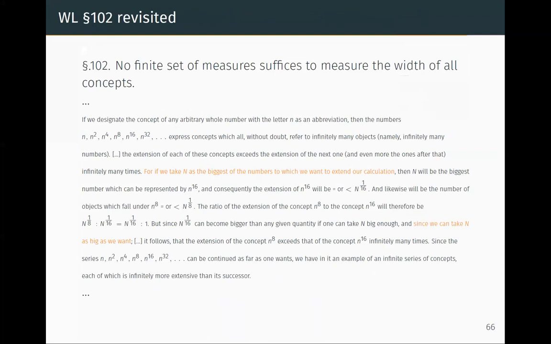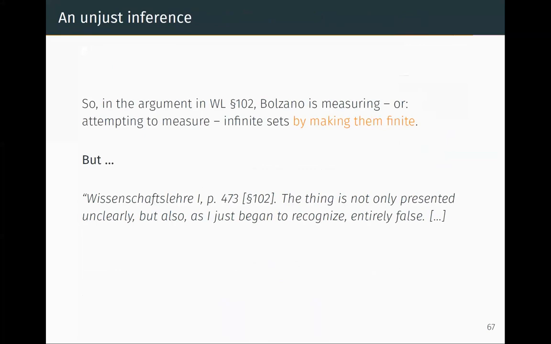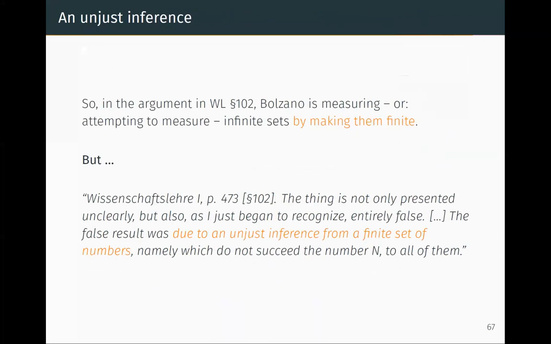And we see that he is arguing here that the first term is infinitely bigger than the second and so forth, by taking every time a biggest number n, so bounding these collections from above. In other words, Bolzano is measuring these infinite collections by making them finite. And then we go back, and we now understand what he wrote in the letter to his pupil, where he says the thing is not only presented unclearly, but also, as I just began to realize, entirely false. Because he continues, the false result was due to an unjust inference from a finite sense of numbers, namely those which do not succeed the number n, to all of them. So, to sum up, this has helped us identify exactly what was the meaning of the letter that Bolzano wrote to his pupil.